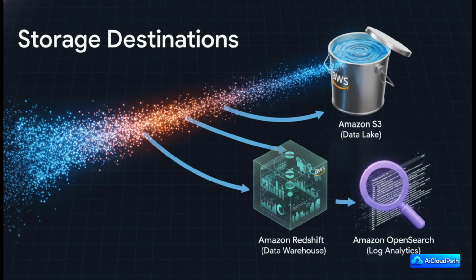So, where is all this cleaned up data headed? Well, Firehose gives you some prime destinations. You can dump it into Amazon S3 to build out a data lake. You can pipe it straight into Amazon Redshift for your big data warehousing and BI tools, or you can stream it into Amazon OpenSearch for amazing real-time log analytics.